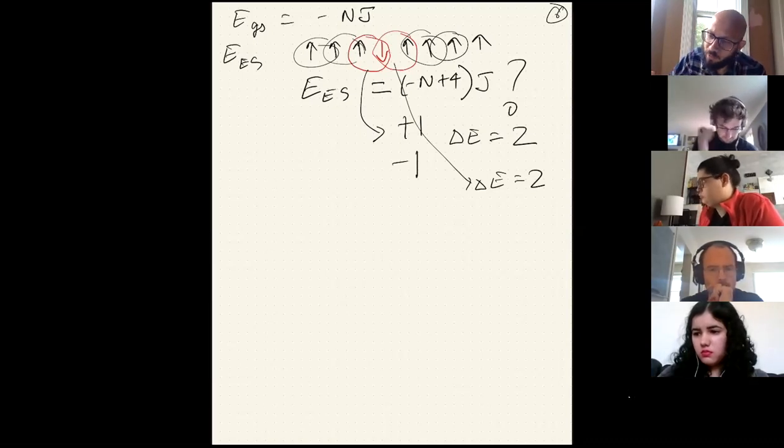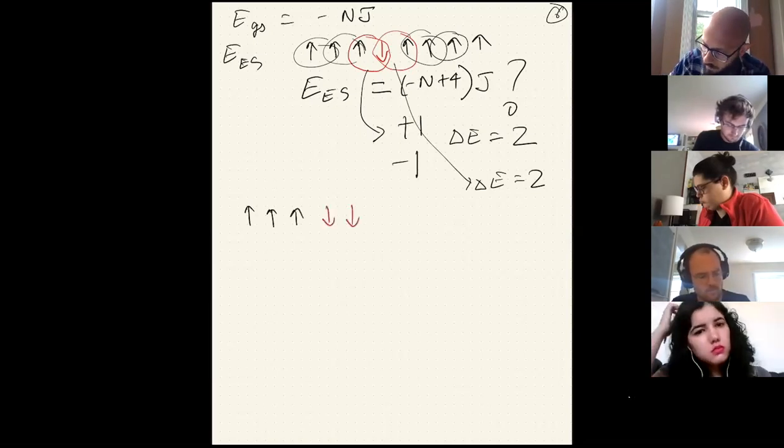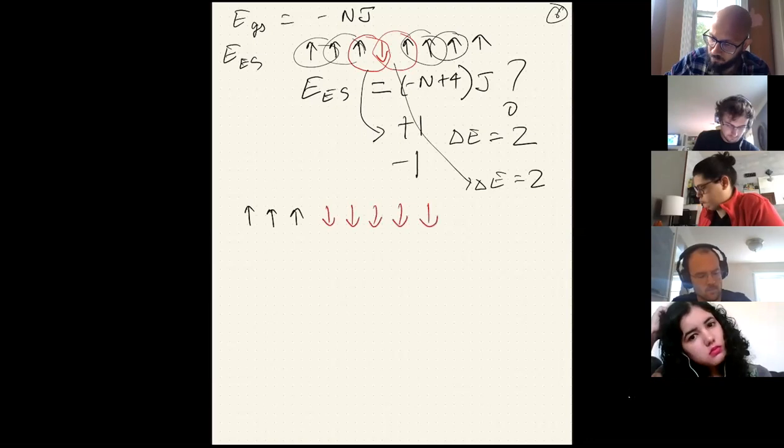But this is a beautiful argument, because what's nice about this is, now let's not just consider one spin that has flipped. Let's consider that the domain that has flipped is much bigger than 1. Let's say it is, I don't know, 5 spins.